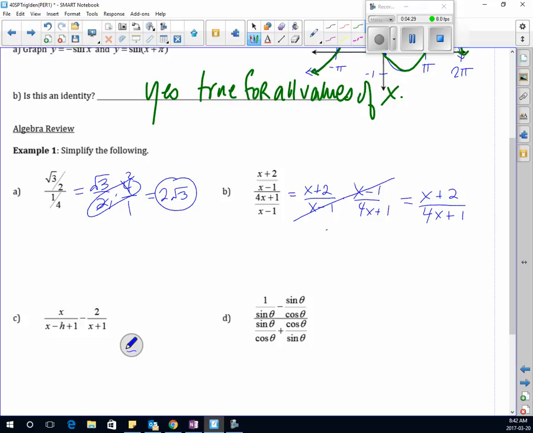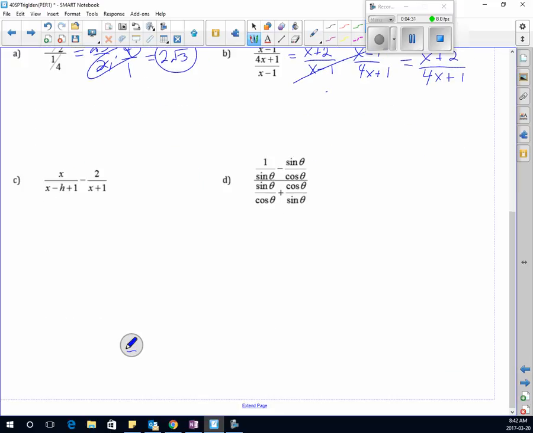Okay, this one, I saw brutal things happening here. This is the subtraction of two fractions. What's the rule when you're subtracting two fractions? They have to have a common denominator. What's the common denominator? X minus h plus 1 times x plus 1, yes?